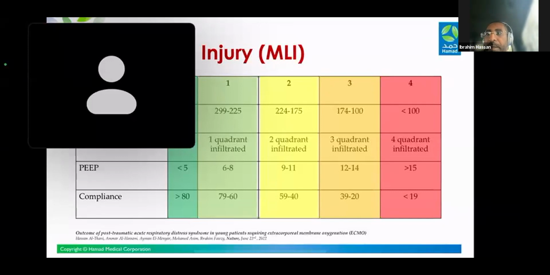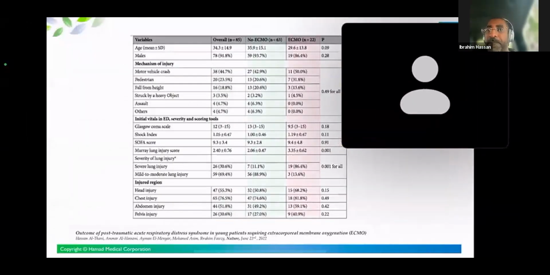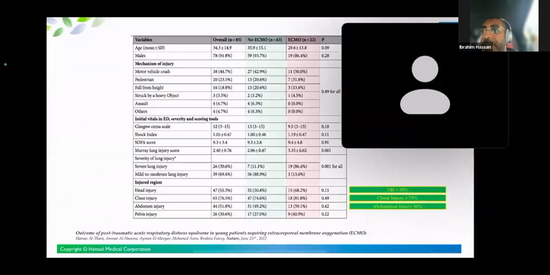So if you look at the groups, the green one is no ECMO, the red one is ECMO, and these are different variables. They are all comparable with no statistically significant difference, except, sorry, before that, this is the number of TBI, chest injury, and abdominal injury. It's pretty high as well. But the Murray lung injury score was really different, with a p-value of 0.001. That may have some effect on the study, but look at the no ECMO group, their Murray score is only around 2, versus ECMO, which is 3.35.